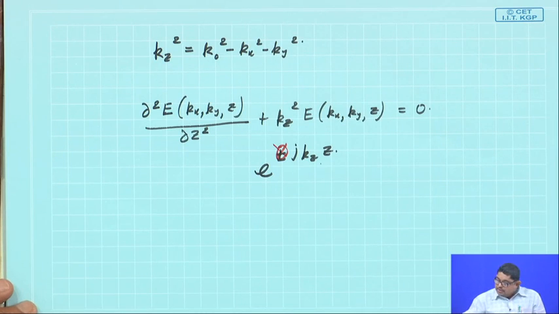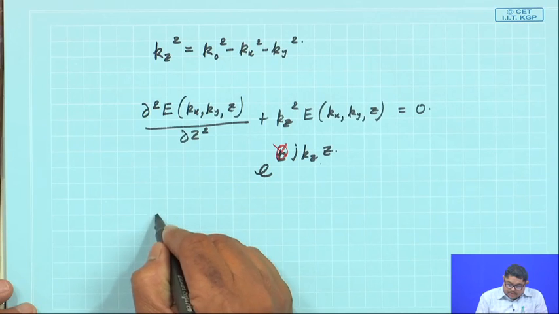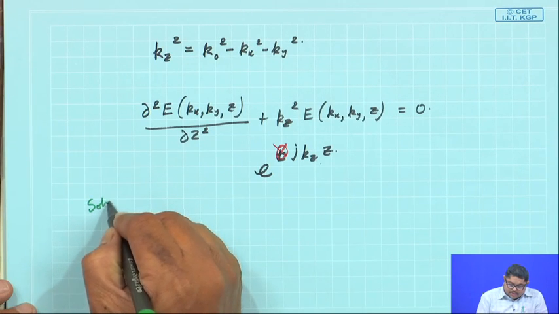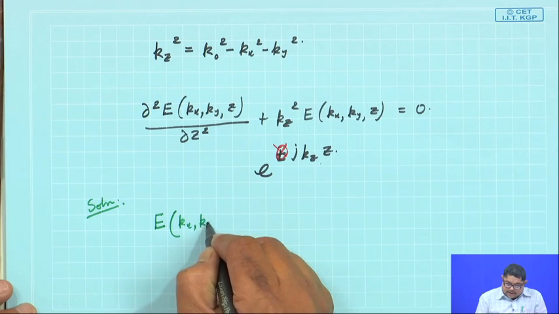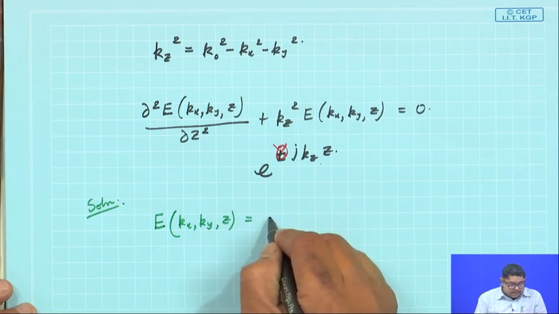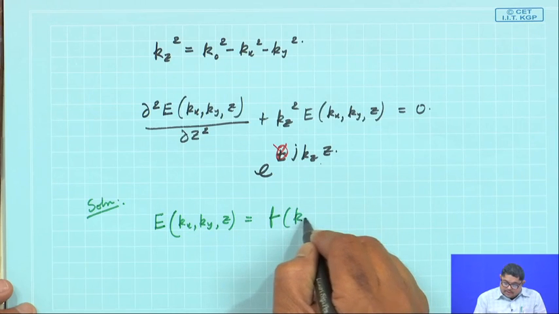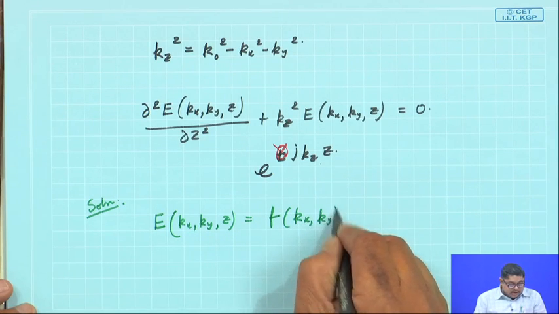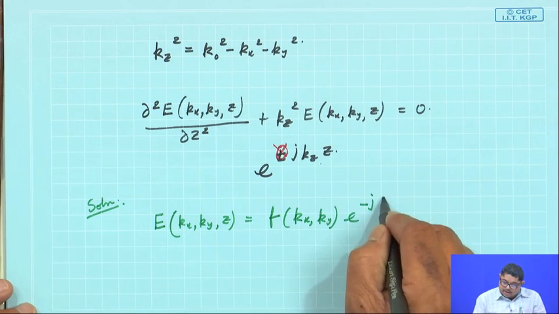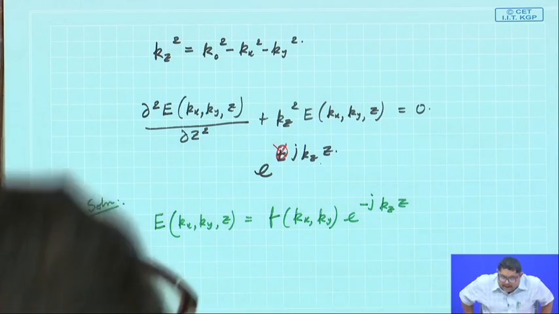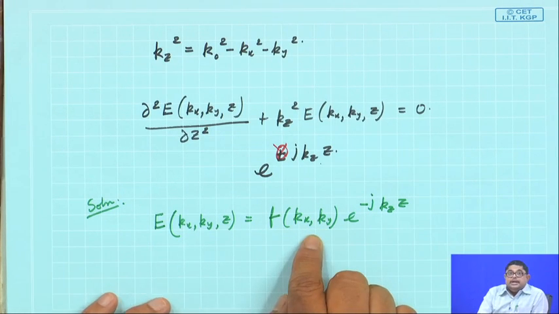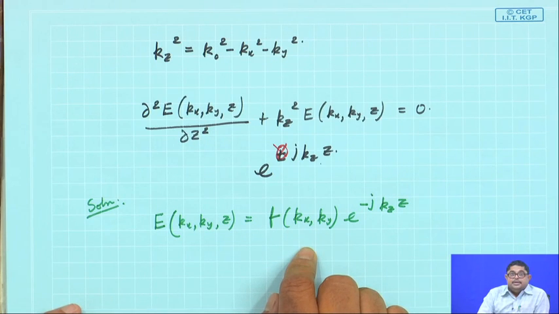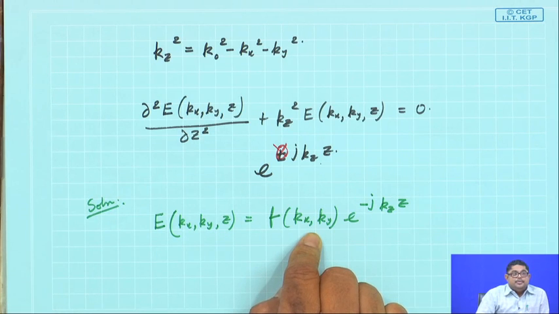So, what will be the general solution of E? The solution of E k x k y z is f k x k y times e to the power minus j k z z. As far as the z variable is concerned, f is a constant. Now this is yet to be determined. The moment this gets determined, we will be finding the solution.